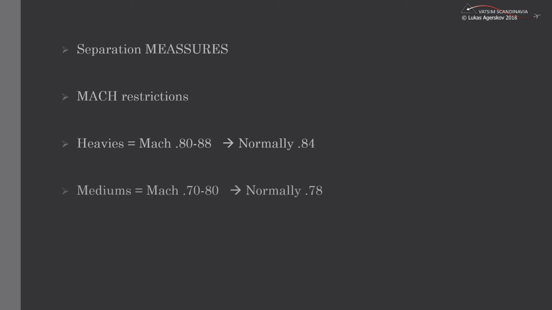How you separate them is also a little bit different, because at high levels you must give them Mach restrictions. Now, heavies normally cruise at Mach .80 to .88, normally .84, where mediums normally cruise at Mach .70 to .80, or normally .78. To separate two en route traffic from each other, normally you ask the preceding, the first one, what Mach number he's flying, and then you make sure the one behind is being matched.